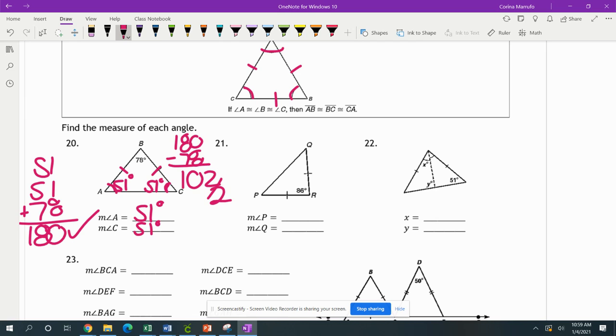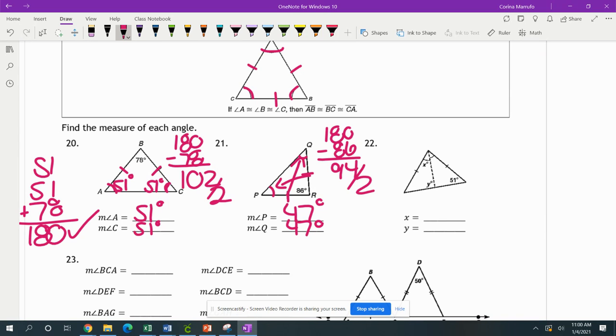Okay, this next one, the same concept: we have an isosceles triangle. Those are two congruent angles, so then these base angles are congruent, those sides opposite. From there, we're going to do the same thing like we did on the last problem. We do 180 minus 86, and that gives us 94. We go ahead and divide that by 2: 45, 46, 47. So both of those angles are 47 each.